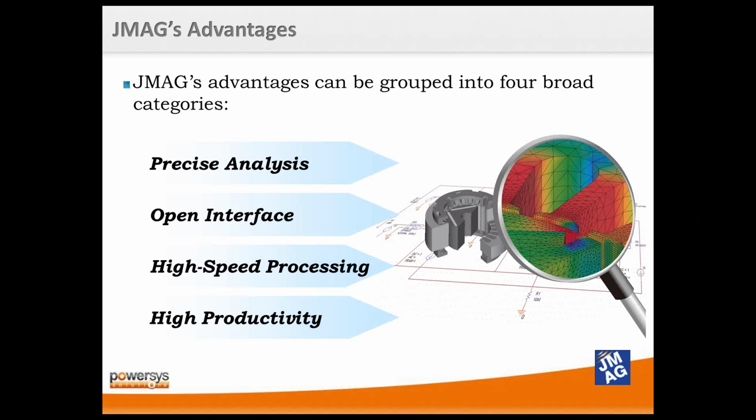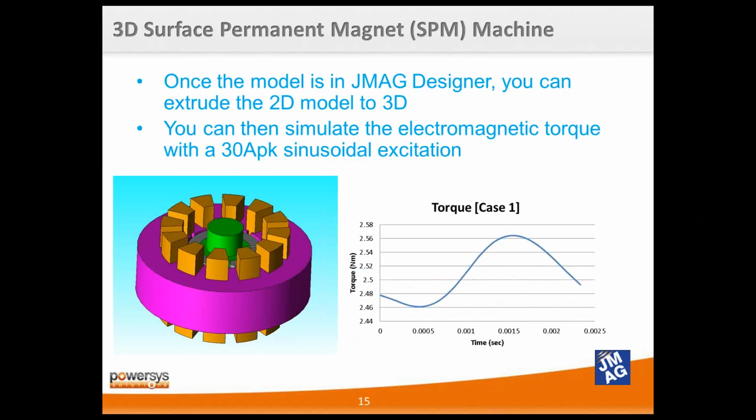If we now shift gears and look at the 2 models that we're going to look at for the optimization study. The first model I want to talk about is a 3D surface permanent magnet, or SPM machine. We created this model in JMAG Express, so we basically set up our initial 2D model in JMAG Express. Once we bring the model into JMAG Designer, we can extrude the model from a 2D model into a 3D model. Again, this can be accomplished with the inbuilt geometry editor within JMAG Designer.